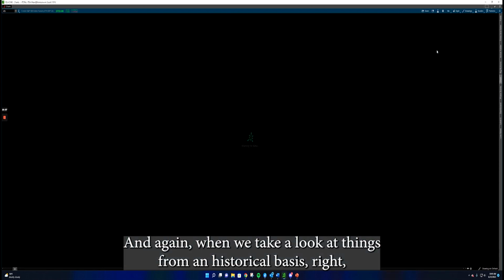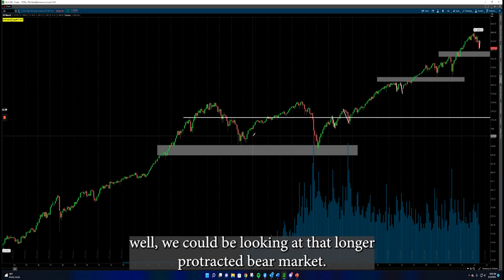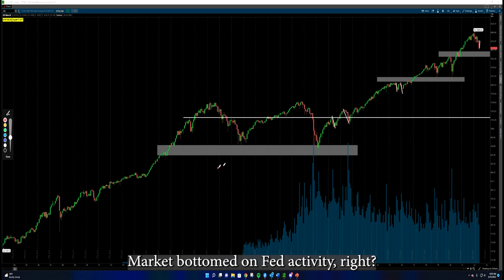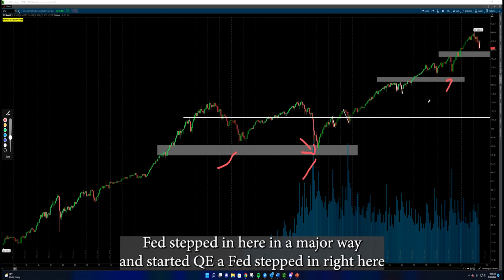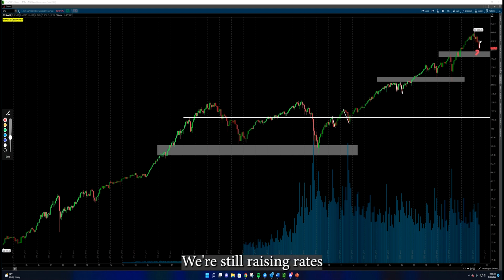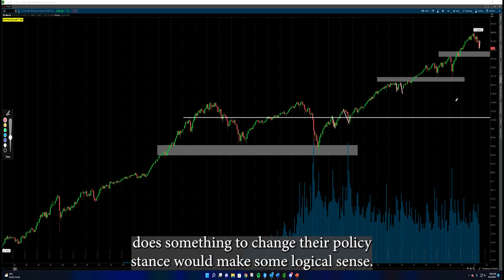And again, when we take a look at things from an historical basis, right, we could see that big V rally like we saw in 2020, or we could be looking at that longer protracted bear market. We don't have the answer to which one of those it's going to be. What I will say, market bottomed on Fed activity, right? Fed stepped in here in a major way and started QE. Fed stepped in right here in a major way and did those PPP loans and sent money out to everyone. Fed is not stepping in here. We're still raising rates. So seeing a short-term bounce and a continued rollover until the Fed does something to change their policy stance would make some logical sense.